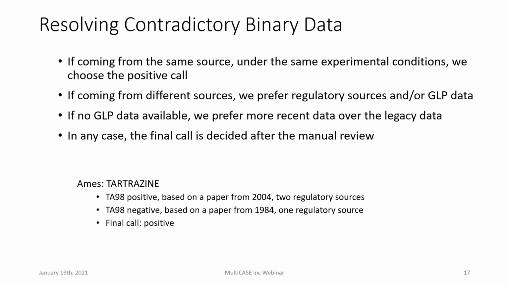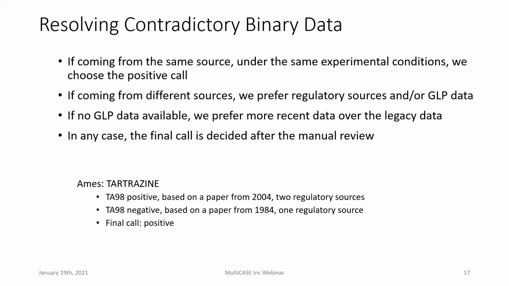And of course, we cannot just rely on the simple date in a publication or on the status, on the label, GLP, non-GLP. If we have to switch the call, if we have to make a decision between several calls, it's manual review again. For example, for these AIMS results for tartrazine, we have data for TA98, which says it is positive, and it's based on a paper from fairly recent 2004 and 2 regulatory sources. And we have a historical result which is based on a paper from 1984 and 1 regulatory source which probably is relying on that data.